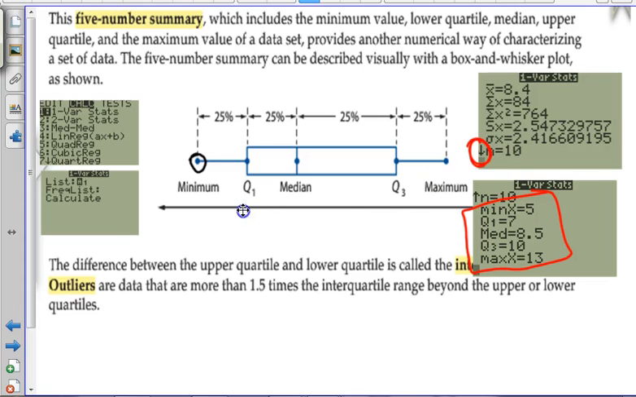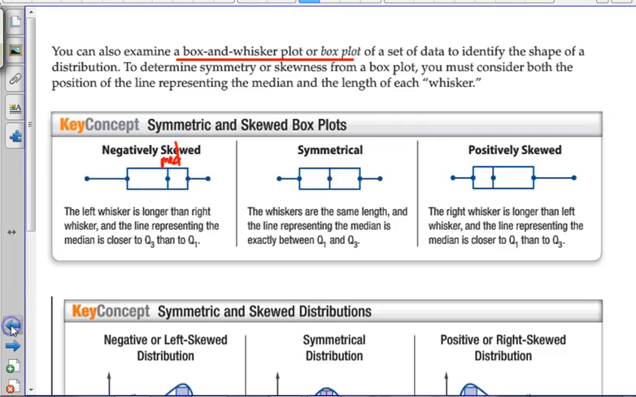The difference between here and here, which would also be called the length of the box, right? If we figured out how far apart those values were, it's called the interquartile range, and it's used to define what an outlier is. We'll talk more about that in a second. I want to go back here.